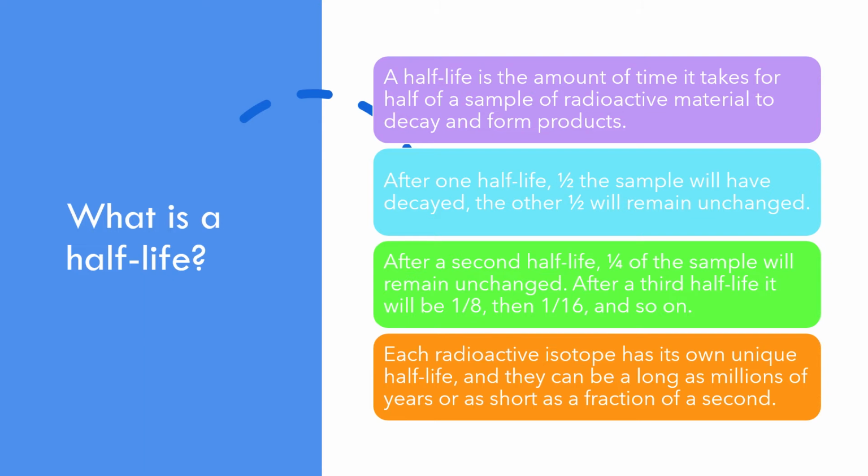After one half-life, half of a sample will have decayed and half will remain unchanged. After another half-life, 3/4 will have decayed and 1/4 will still remain. After a third half-life, you'll be left with 1/8 of your initial sample, and then 1/16, and so forth. Each radioactive isotope has its own unique half-life, which can range from millions of years to microseconds.